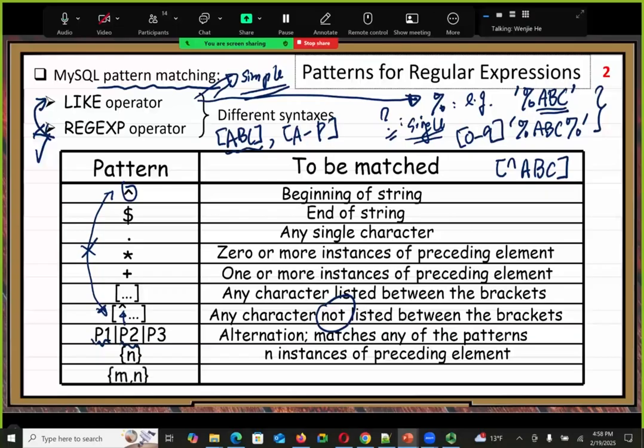Then another similar one: curly braces around two integers, m comma n. That means from m through n instances. The minimum number of instances is m, the maximum number of instances is n, including all the numbers between these two numbers.